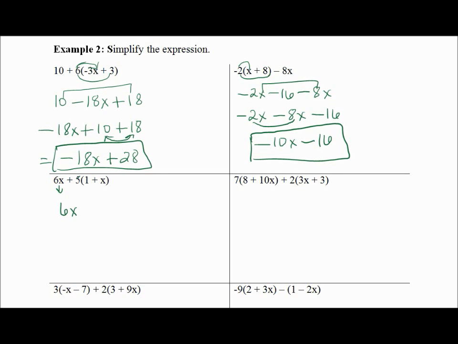So now I have 5 times 1, which is just 5. And then 5 times x, which gives me 5x. Once again, I'm going to group my like terms together. That's 6x plus 5x plus 5. What are my like terms here? 6x and 5x gives me 11x, then plus 5.